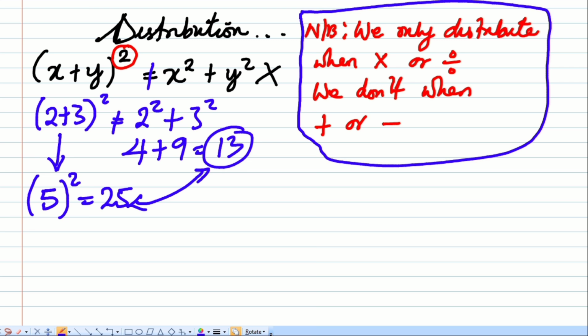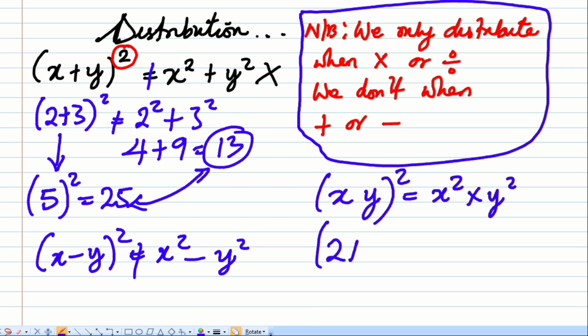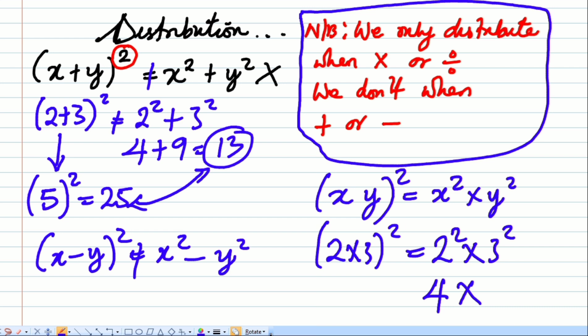When we are adding or subtracting, the same way, if we have (x minus y) all squared, we cannot distribute the square to both terms. However, if we are multiplying, let's say we have (x times y) squared, you can easily say this is x squared times y squared. We can distribute in multiplication. Let's prove this with 2 and 3 again. Let's say we have (2 times 3) squared. We are saying that we can do 2 squared times 3 squared. 2 squared is 4, 3 squared is 9, so 4 times 9 is 36.